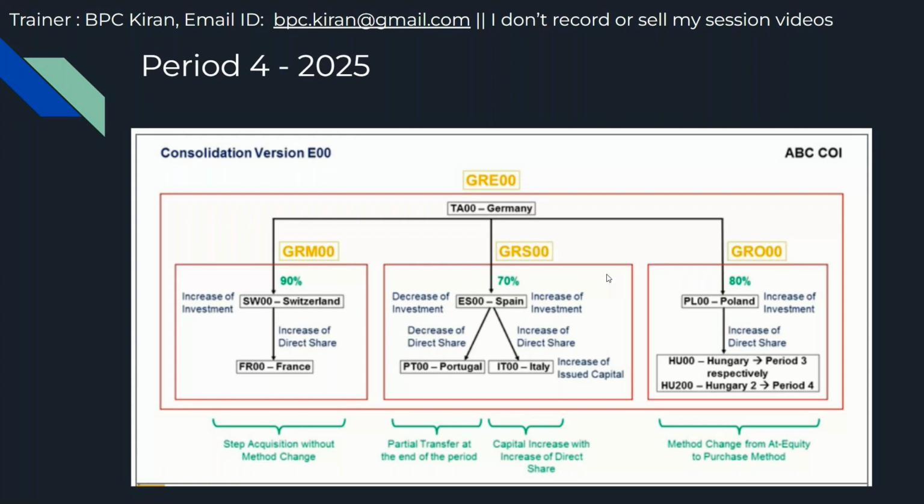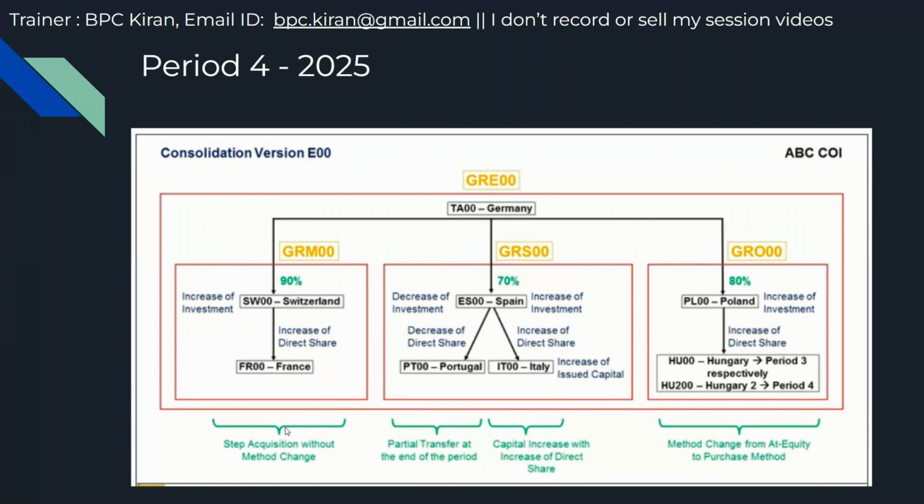So if you see here, Switzerland increases their direct share in France, which is an increase of direct share. So step acquisition without method change we are going to understand. So 50% to 70% they increase, for example. So that we are going to understand.